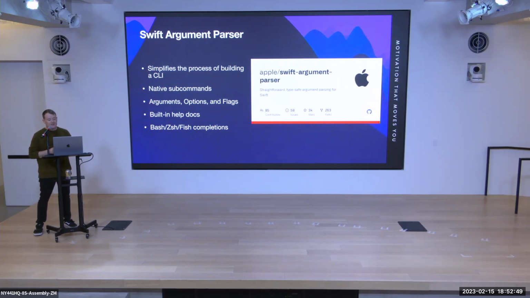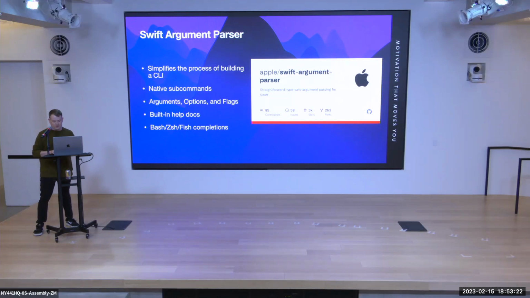It simplifies the process of building a CLI. It provides support for native commands and subcommands. It gives you really first-class support for various kinds of arguments that you would want to pass into a command line application. They call them arguments, options, flags. Built-in help docs: this is something that we didn't even see in the previous slides, but your users may want to invoke this tool and ask for documentation about how it works. And then some bash completions, if you're familiar with those. You get some built-in helpers there, which is cool.